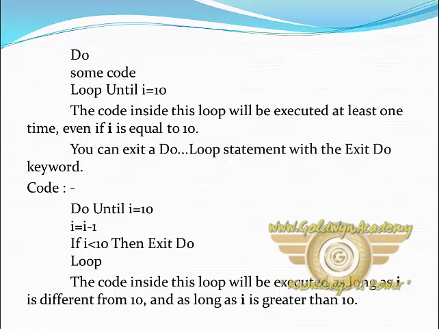You can exit a Do Loop statement with the Exit Do keyword. Do Until I = 10, I = I - 1. If I < 10, then Exit Do, Loop. The code inside this loop will be executed as long as I is different from 10 and as long as I is greater than 10.